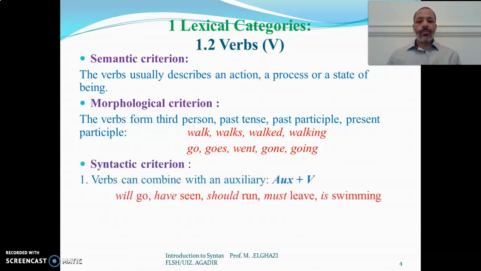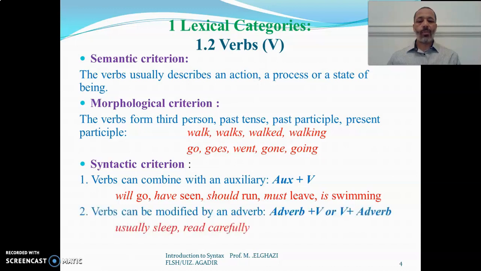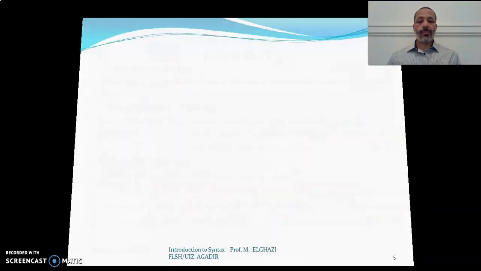Syntactically, verbs can combine with auxiliaries. So we have an aux plus v, like what you can see in the examples below: will go, have seen, should run, must leave, is swimming, and so on. Verbs can be modified by an adverb also. Sometimes the adverb occurs before the verb, sometimes after the verb. Like if you have usually sleep, here the adverb occurs before the verb. Read carefully, the adverb occurs after the verb.